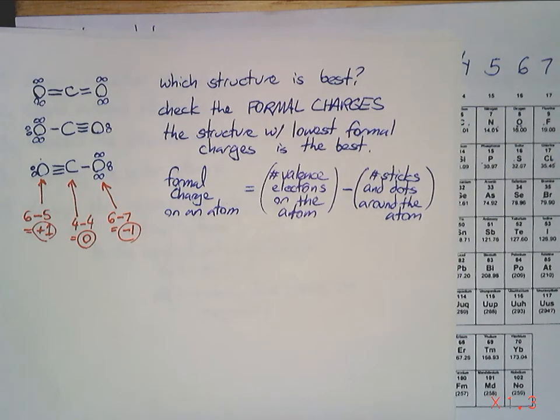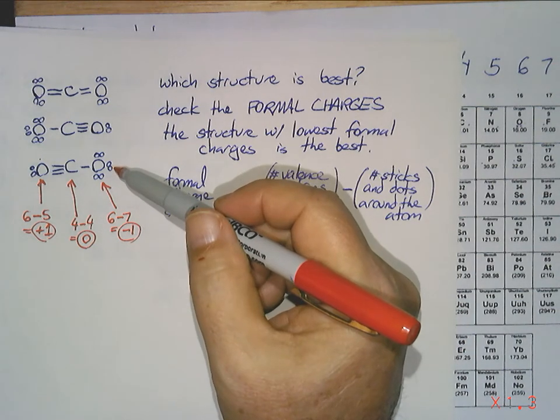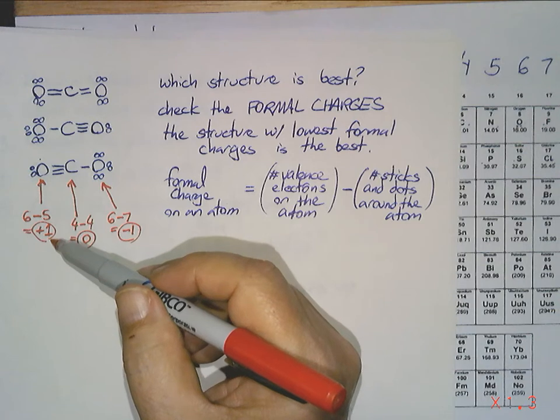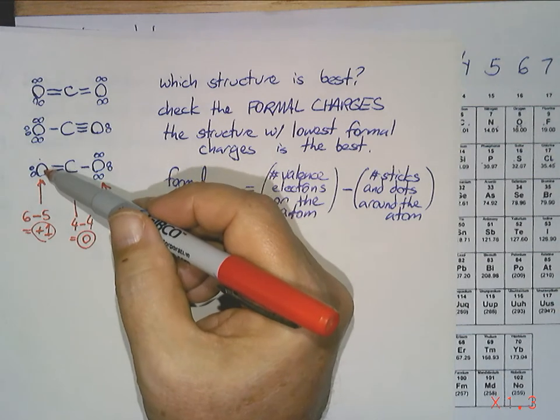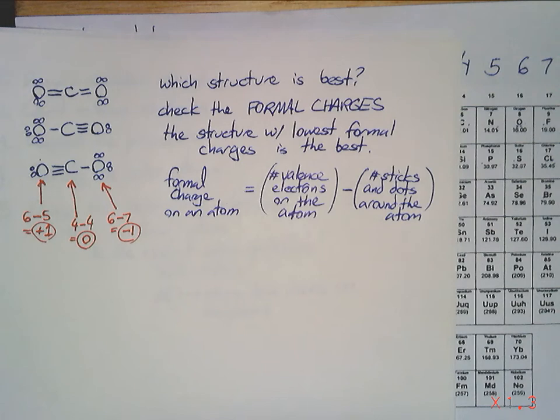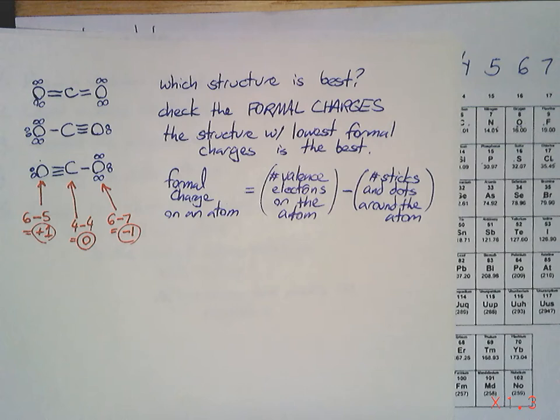Now, what do they mean? When you have a negative formal charge, it means that the electrons are piling up on that part of the structure. When you have a positive formal charge, it means that you're electron deficient. You don't have enough electrons over there on that oxygen. And if you had all the formal charges be 0, that would be ideal here.